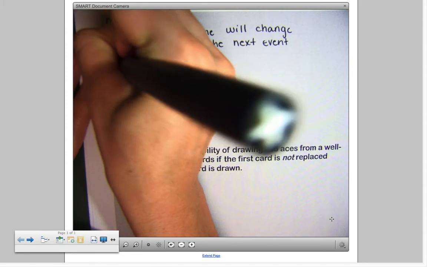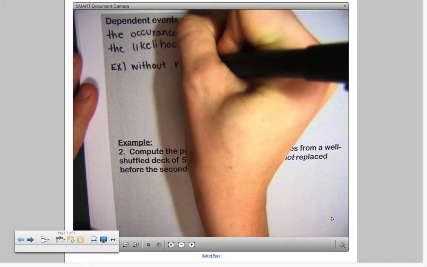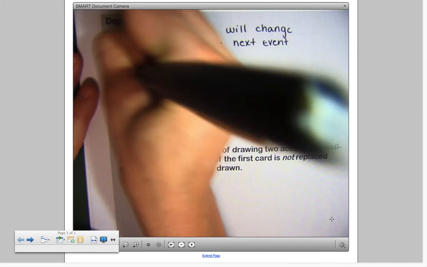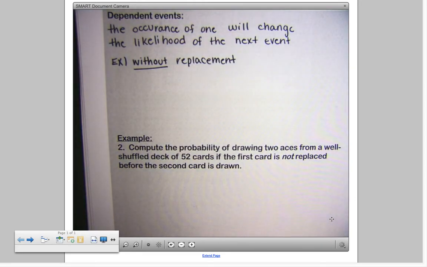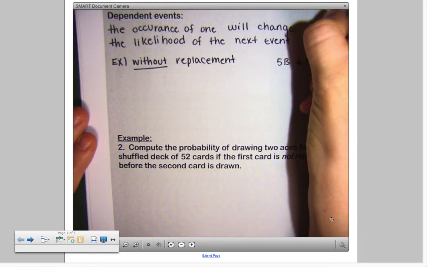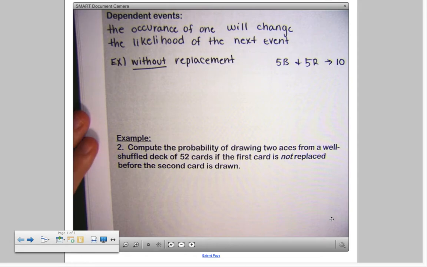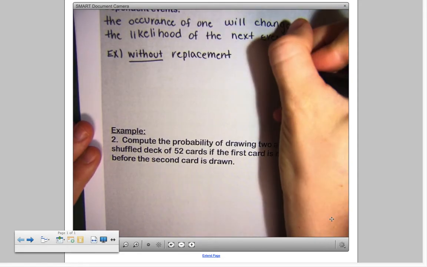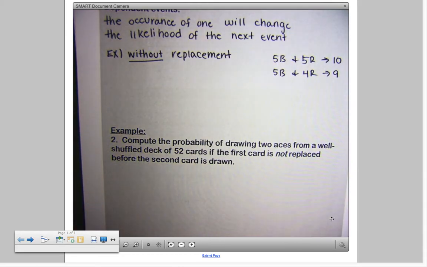Okay, so for example, anything that says without replacement means they're going to be dependent events. Because think of if we have 5 red and 5 blue marbles in a bag, so 10 total, and we draw one, let's just say we draw red. Now I have 5 blue and 4 red, so now I have 9 total if I don't replace that red.